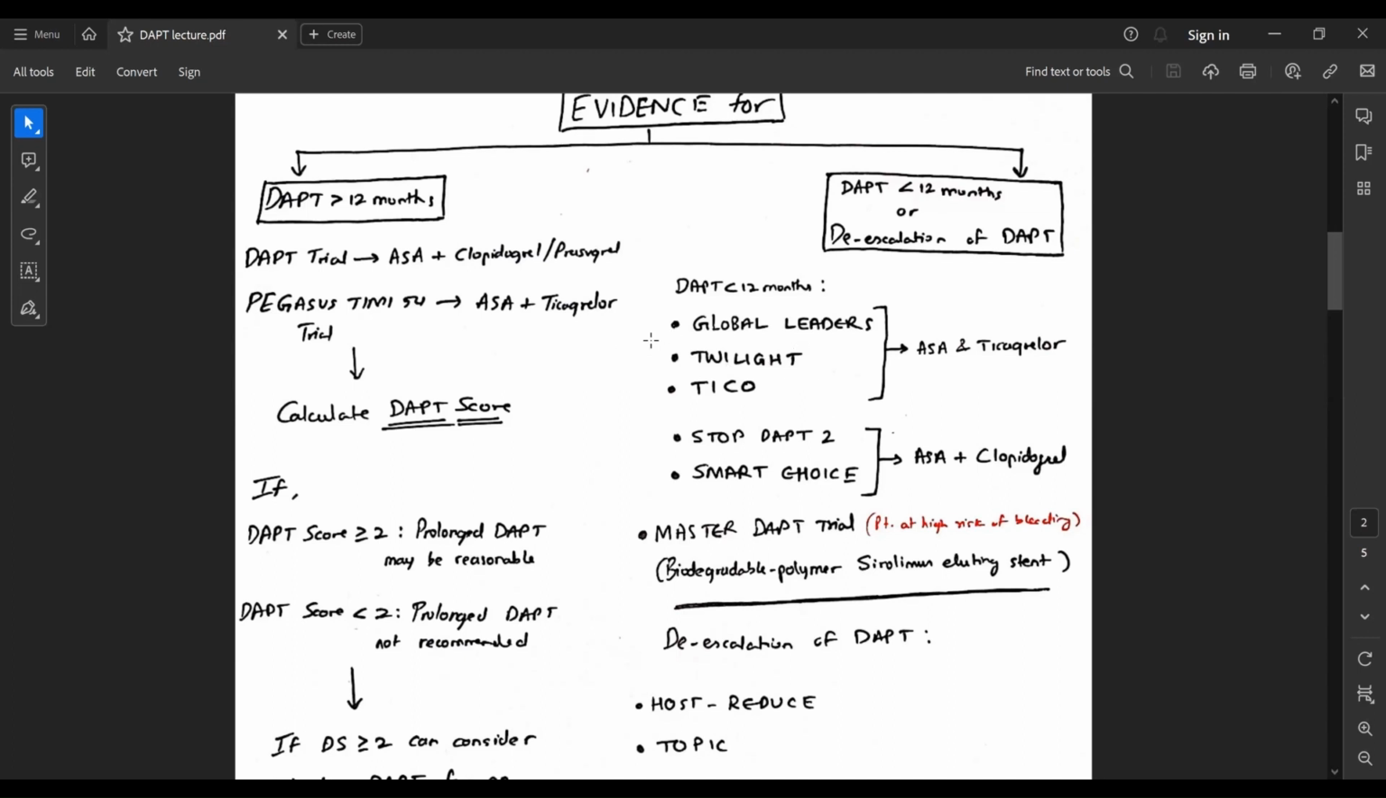When it comes to aspirin and clopidogrel, there are 2 trials that I would like to discuss in short. That is the STOPDAPT-2 trial, which included about 3,000 patients, and about 38% of these patients had acute coronary syndrome. And they compared DAPT with aspirin and clopidogrel for 1 month, followed by clopidogrel for 11 months. And they compared this with DAPT with aspirin and clopidogrel for 12 months.